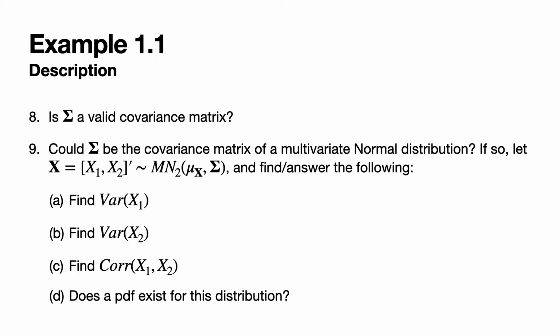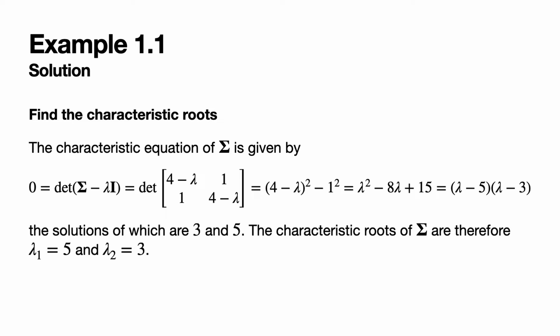And then we'll find and answer the following. So we will find the variance of x1, we'll find the variance of x2, and we'll find the correlation of x1 and x2. And then finally, we'll answer the question, does a PDF exist for this distribution? All right, so let's take a look at the solution.